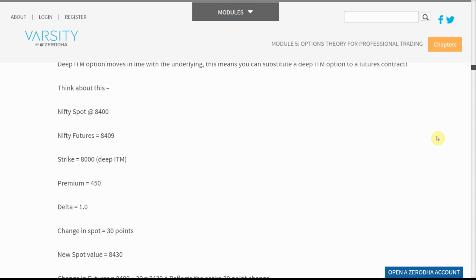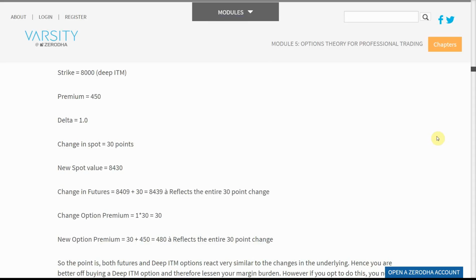Strike equals 8,000. Deep ITM. Premium equals 450. Delta equals 1.0. Change in spot equals 30 points. New spot value equals 8,430. Change in futures equals 8,409 plus 30 equals 8,439. It reflects the entire 30-point change.